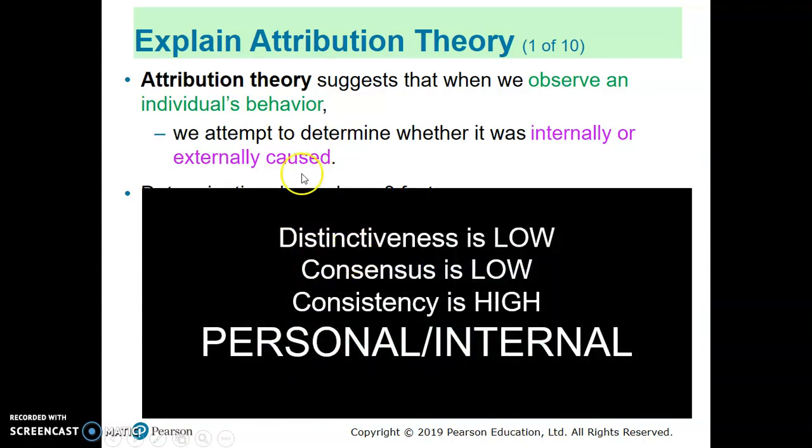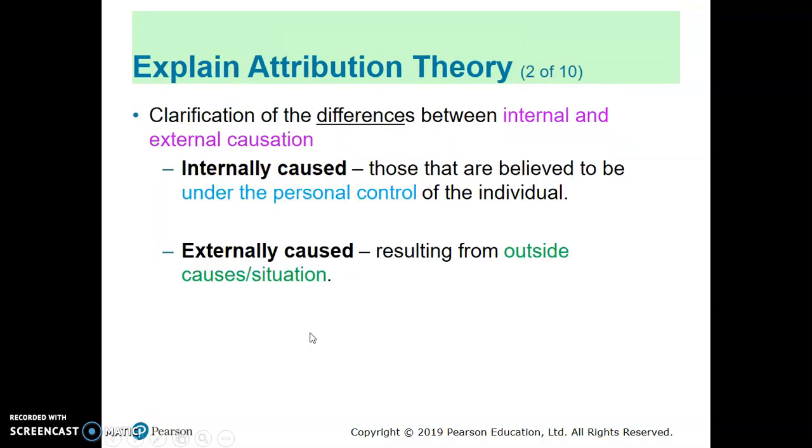So basically, if distinctiveness is low, consensus is low, and consistency is high, we can conclude that the behavior of the person is caused internally. Personally, they cause it, not because of an external factor, but because of their own behavior. So we can say that based on looking at these three factors.